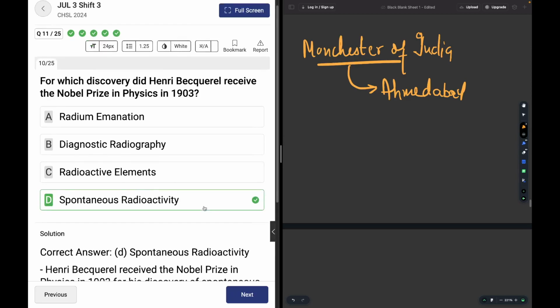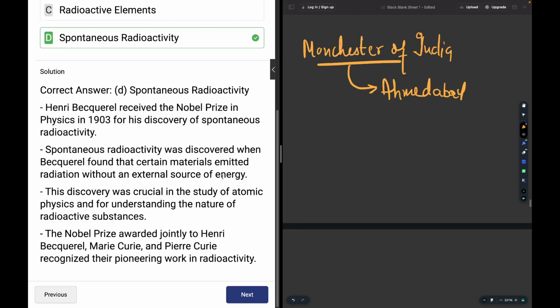For which discovery did Henry Becquerel receive the Nobel Prize in Physics in 1903? The answer is spontaneous radioactivity. You may read more about it over here. Spontaneous radioactivity was discovered by Becquerel when he found that certain materials emitted radiation without an external source of energy.